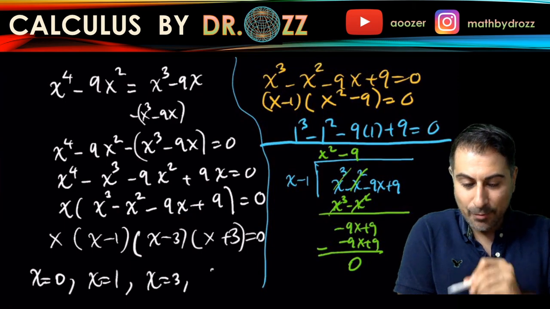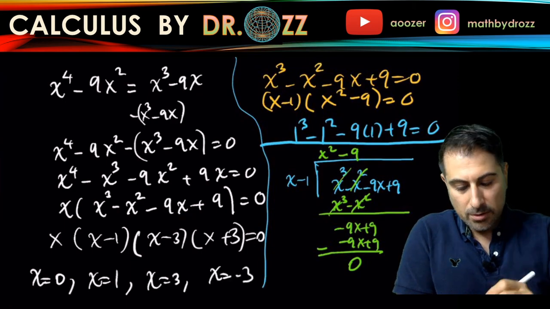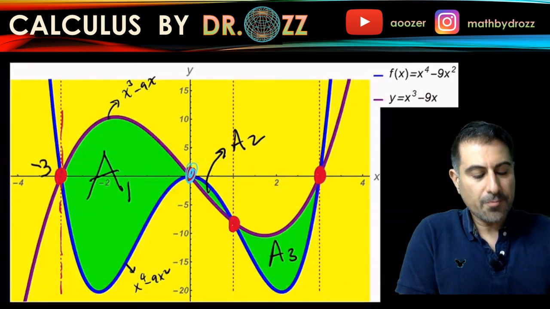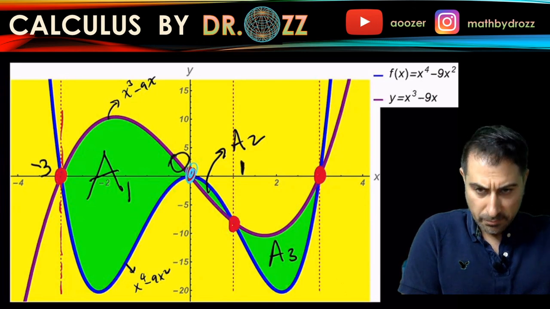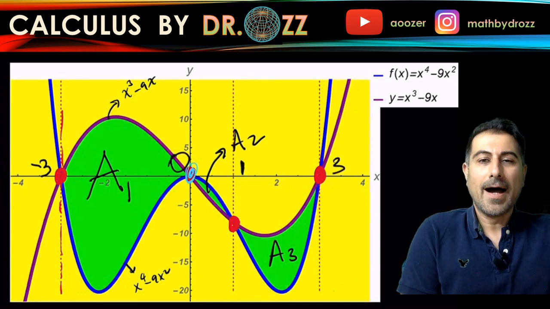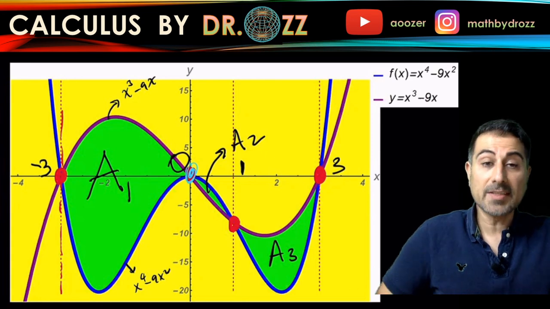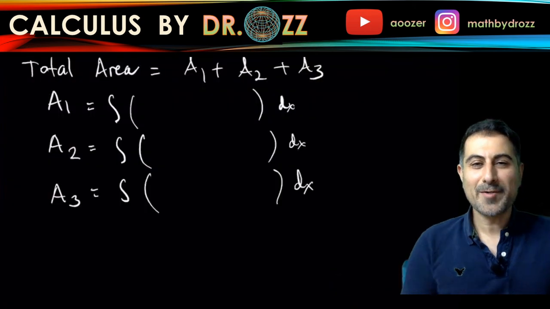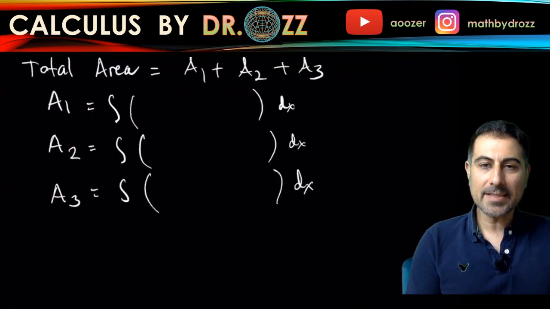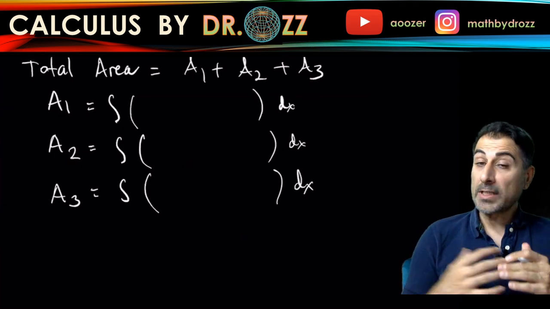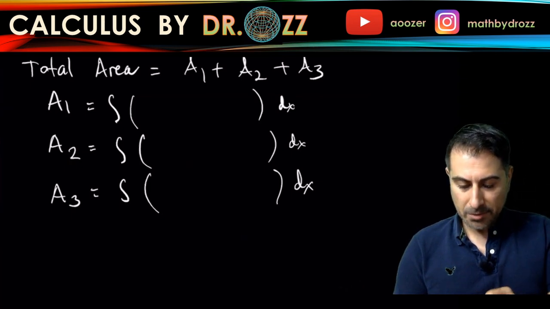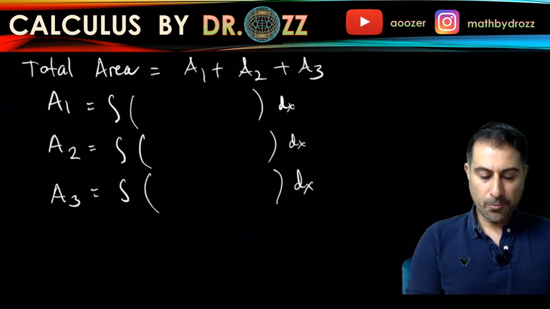So these are the points I was after. So this is negative 3, 0, 1, and 3. Okay, that's the first part of the problem. So now I'm going to evaluate those integrals separately. So I'm going to have a brand new slide for it. Here we go. So I wrote the total area as a sum of A1, A2, and A3. And I'm going to construct those integrals first, by going back to the graph. So we need the top and the bottom for each region.